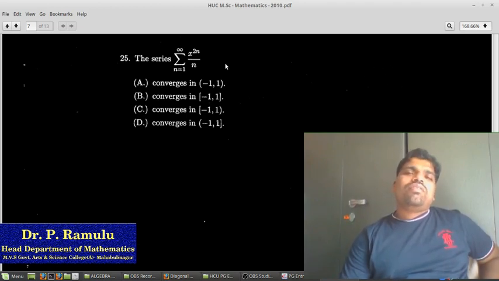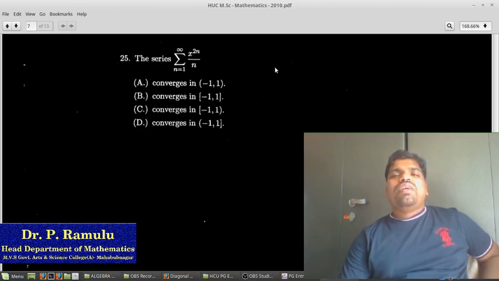We already know the D'Alembert test: limit of an plus 1 by an equal to L; if L less than 1, it converges, and L greater than 1, it diverges. I am getting here the limit of an plus 1 by an equal to x square. If x square less than 1, it converges; x square greater than 1 diverges. We have to verify here only convergence. So that means if x square less than 1, it converges, which is nothing but x belonging to minus 1 to 1. That means the series converges if x belongs to minus 1 comma 1.